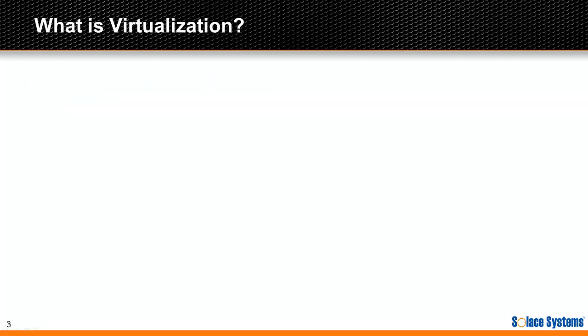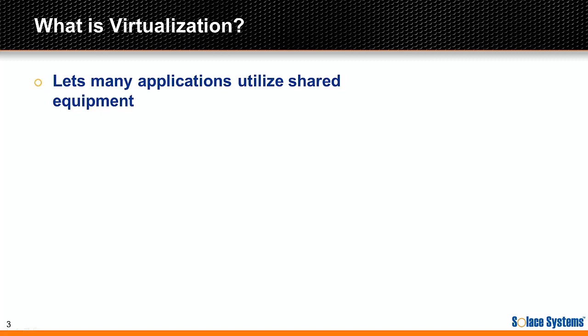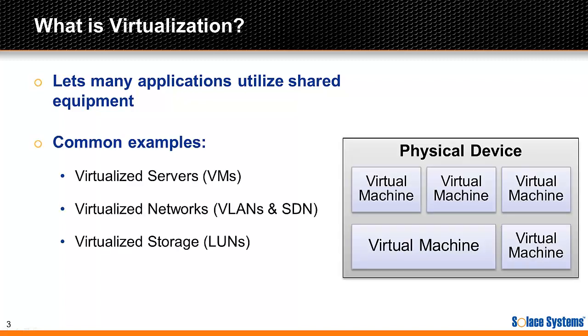So what is virtualization? Virtualization allows the sharing of physical hardware among multiple users or applications by creating virtual versions of this hardware. Some examples of this would be virtualization of servers through virtual machines, as depicted in the graphic, virtualization of networks through VLANs and more recently through software-defined networking, and virtualization of storage through LUNs. Virtualization is also a key component in enabling cloud.